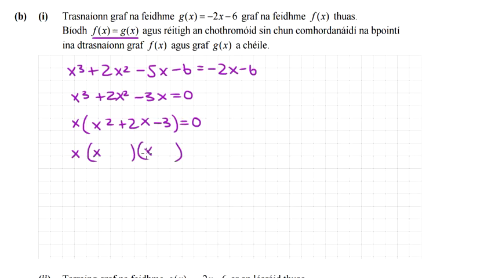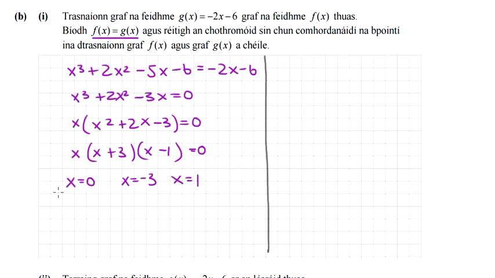So x and x, plus 3, minus 1. Always double checking that when we multiply the inside two and the outside two, the brackets, we do end up with plus 2x, because it's easy to make a small mistake here. So therefore, we have x is equal to 0, x is equal to minus 3, and x is equal to 1. So now we have the three x values for the three points where f of x and g of x intersect, so we need to find the y values.